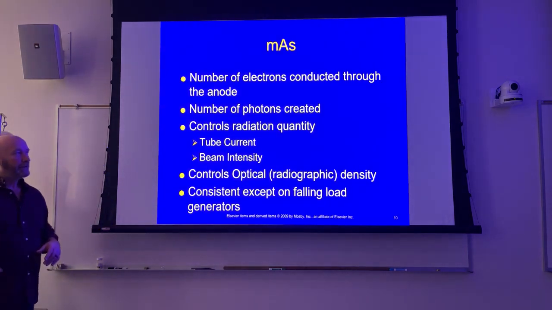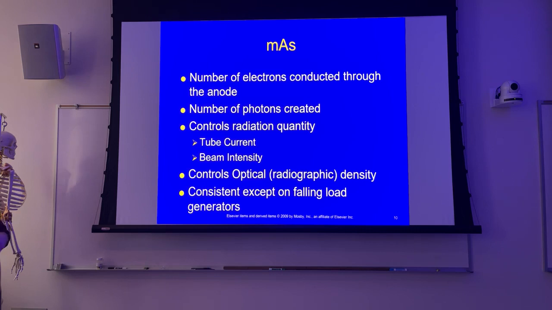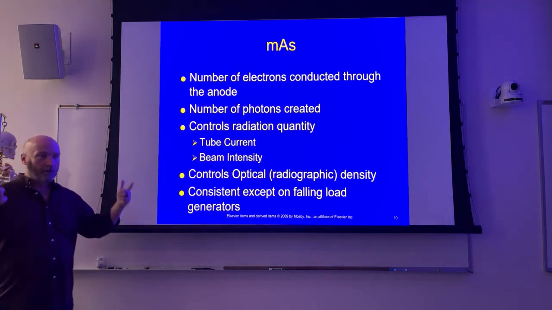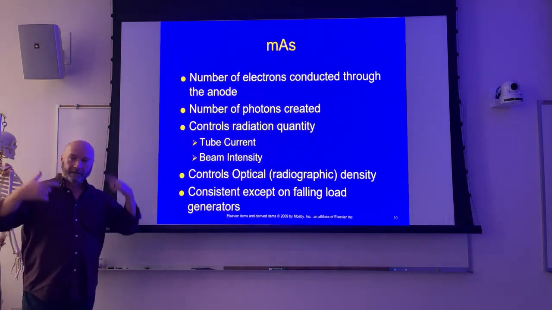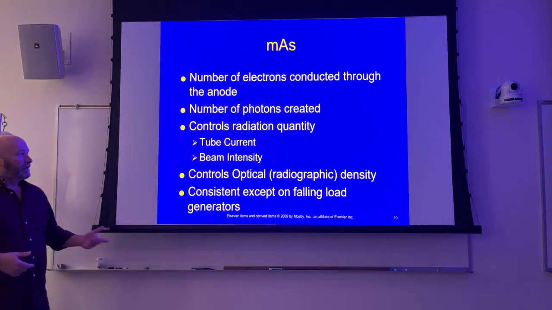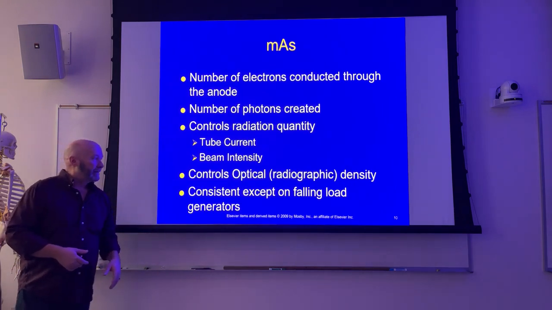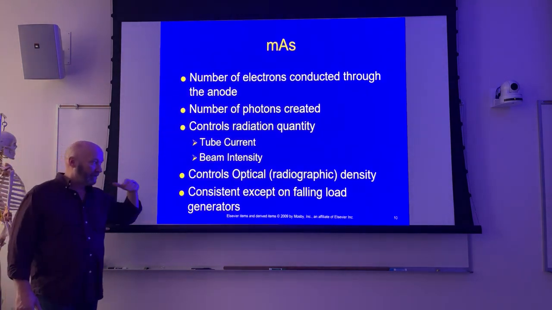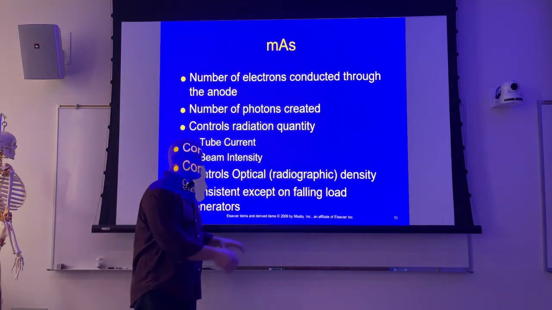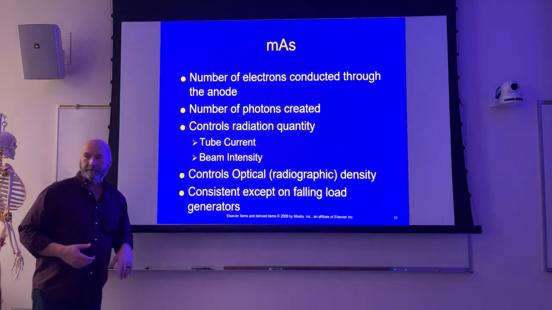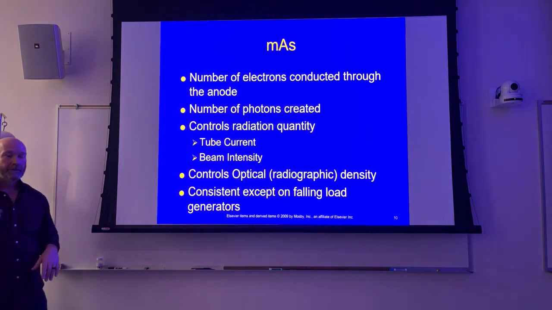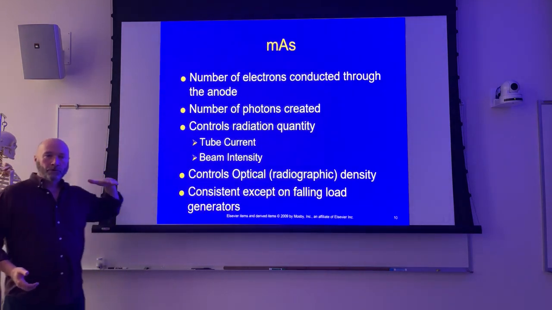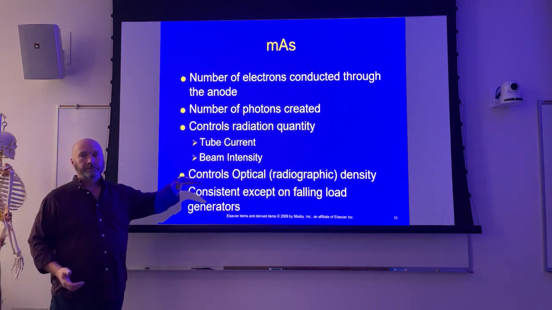We double mAs, we double the output of the X-ray tube. It controls the quantity directly, and always, you double the mAs, you double the photons. So it controls tube current, controls beam intensity, controls not really optical density anymore, but we're gonna substitute optical density. What we're gonna say is exposure, image receptor exposure. That's what we're gonna use for image receptor exposure correction.